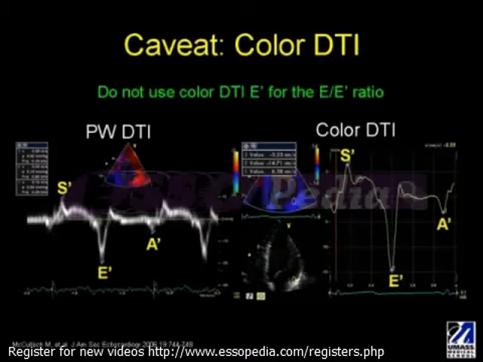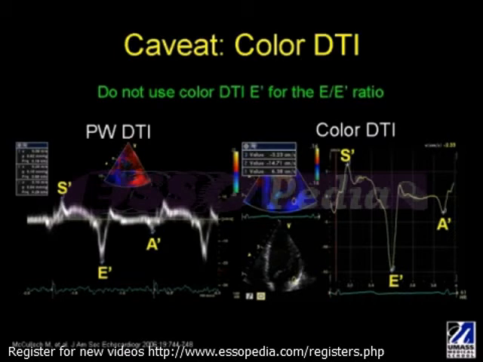Now, I want to point out one caveat, which is color DTI. Do not use color DTI for the E to E prime ratio. The reason is that color DTI displays the mean, not the maximum instantaneous velocities. Therefore, the velocities across the board are lower, which was demonstrated by McCulloch and colleagues and reported in the American Society of Echocardiography Journal in 2006.